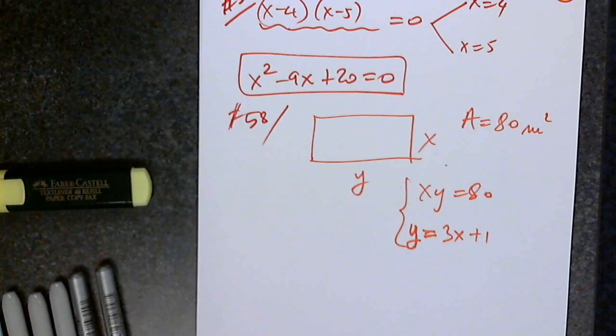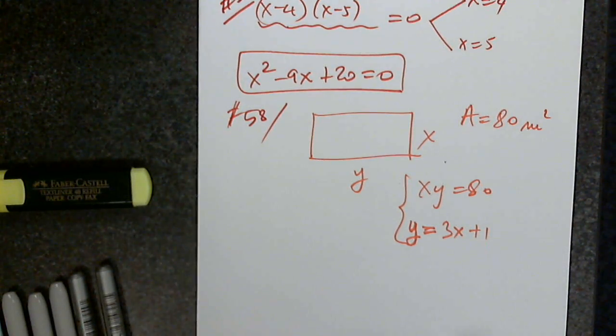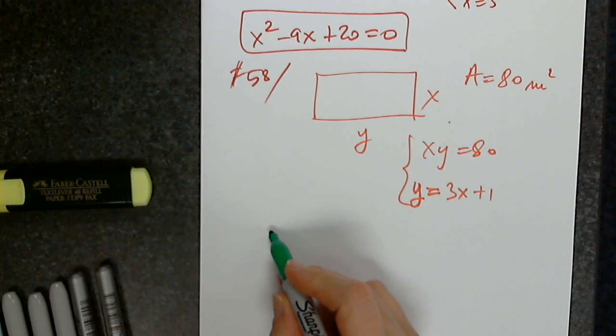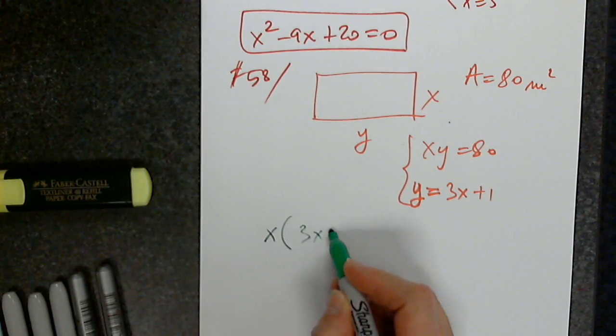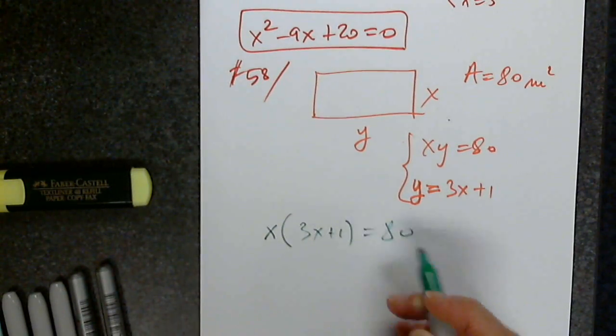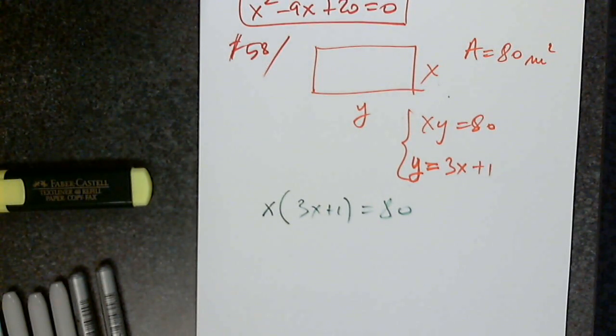Can anyone dictate the next step or just tell us what to do? Plug the line to the top. Excellent. So how do I rewrite the first equation? x parentheses 3x plus 1. Excellent. Very good.